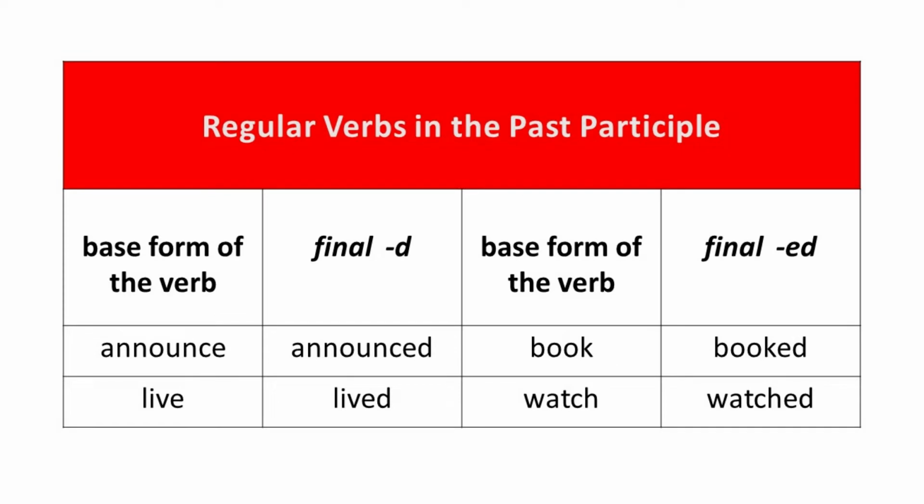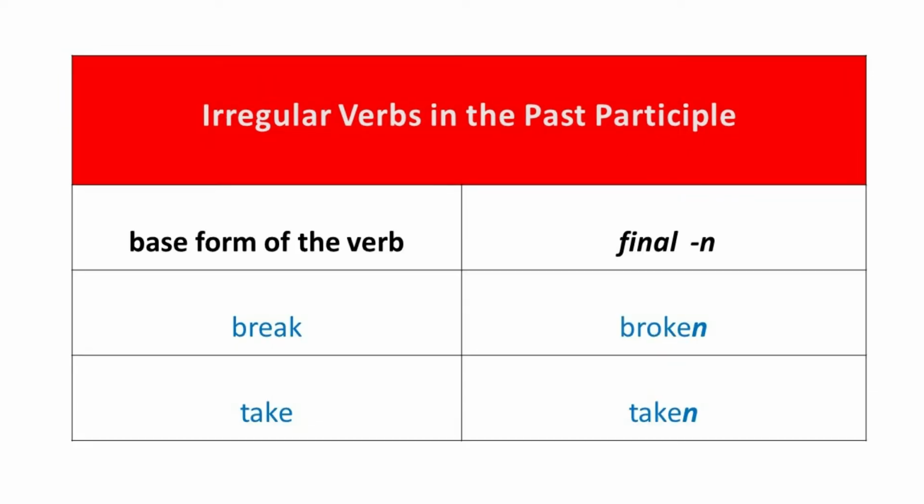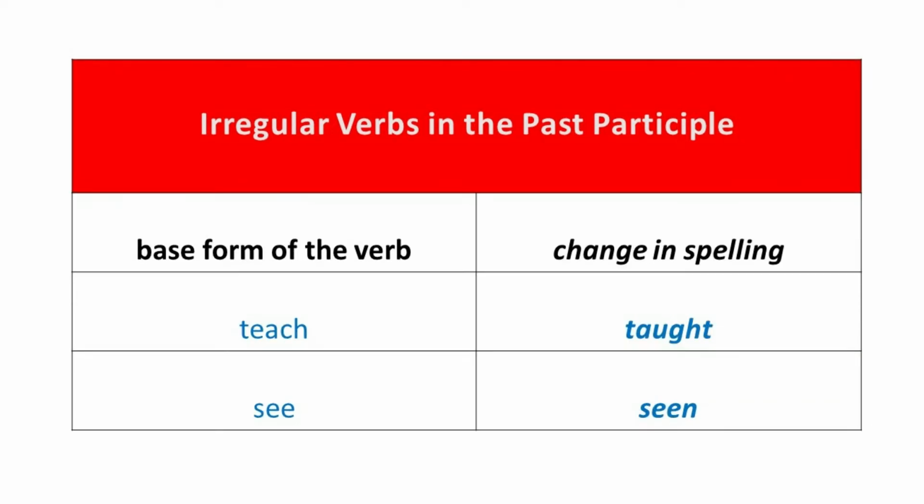Here are some examples of regular verbs in the past participle form. Announce, announced. Live, lived. Book, booked. Watch, watched. Let's now take a look at some irregular verbs ending with n to form their past participle. Break, broken. Take, taken. How about those whose spellings are changed to form their past participle, such as teach, taught, see, seen?